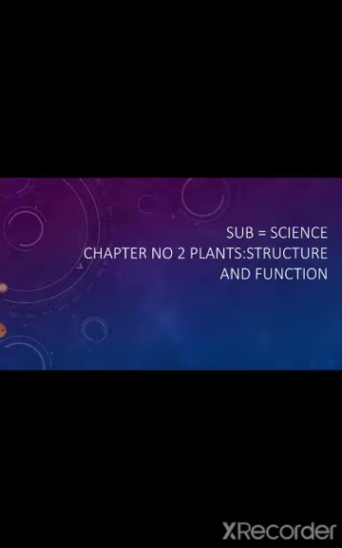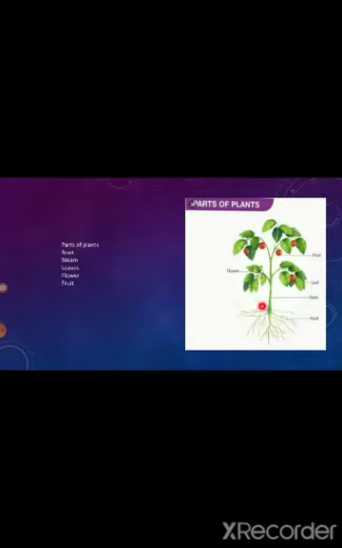So today we are going to learn subject science chapter number 2, plant structure and functions. First of all we will revise the parts of plants, that are fruit, flower, leaf, stem and roots. Do you know, friends, these all parts of plant also have their own parts. So in this lesson we are going to learn this. So let's start.